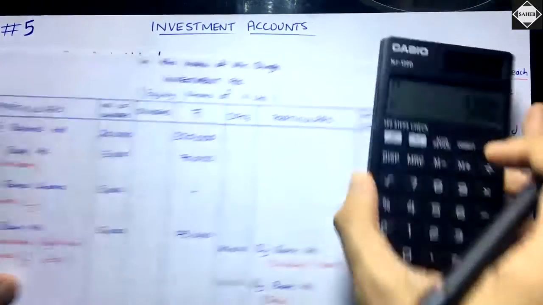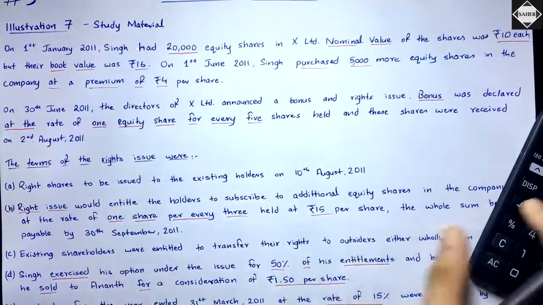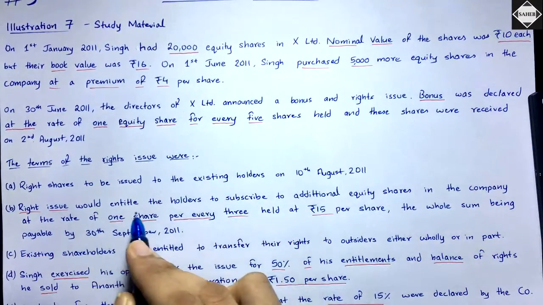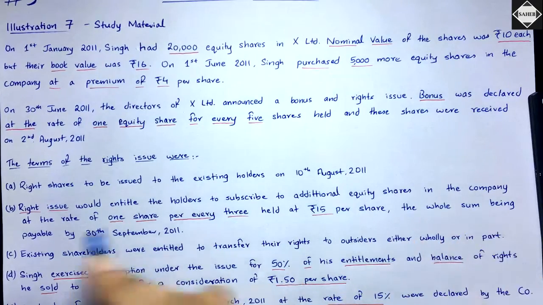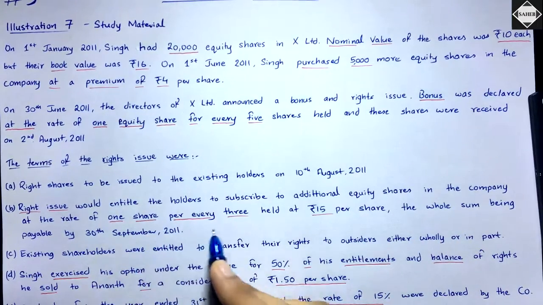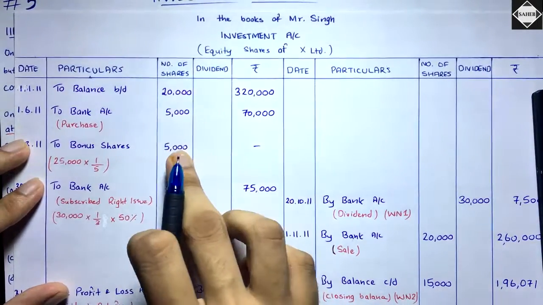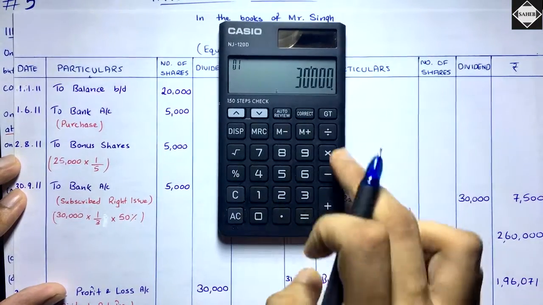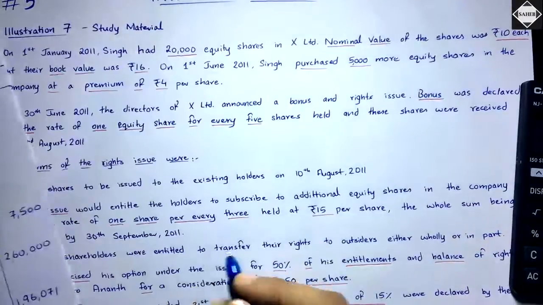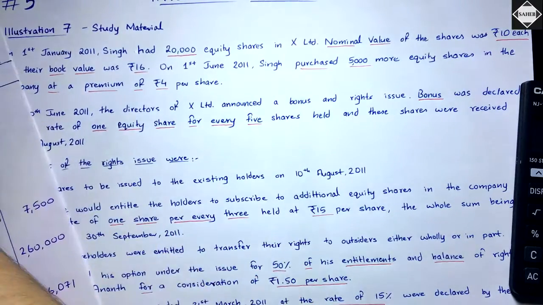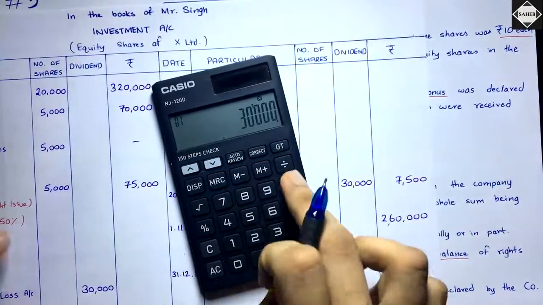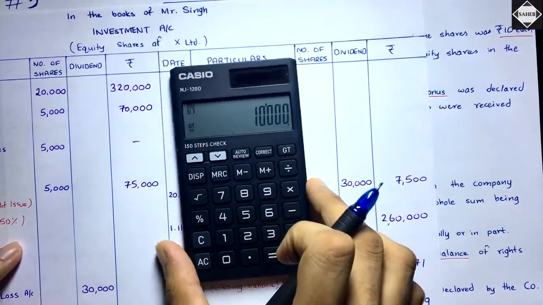And then we come to the right issue. See what happened? Right shares to be issued. The right issue would entitle the holder to subscribe to additional equity shares in the company at the rate of 1 share for every 3 held. Now so far how many shares do we have? 25,000 plus 5,000 is equal to 30,000 in total. In total we have 30,000 shares into 1 for every 3. The fraction is 1 by 3. We have already seen that calculation. If you put that into the calculator, 30,000 into 1 divided by 3 is equal to 10,000 shares.